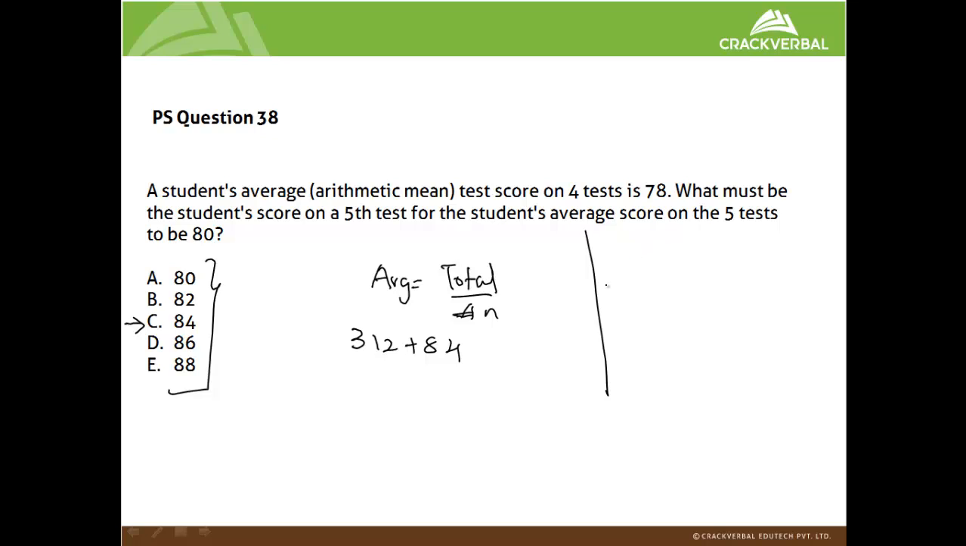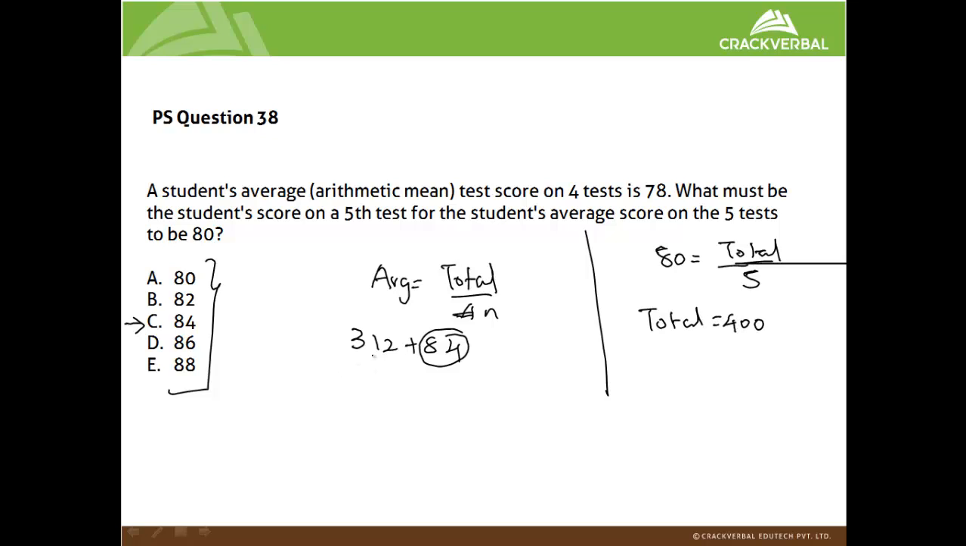So what does he have to score in the 5th test? We have assumed he has scored 84 in the 5th test, but what we need is an average of 80, that is, total divided by number of things. There are 5 tests, so total divided by 5, which means the total has to be 400.